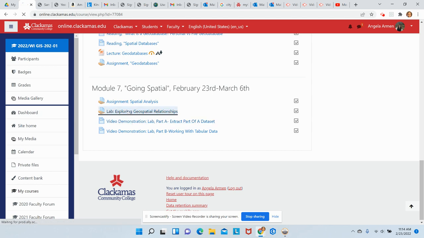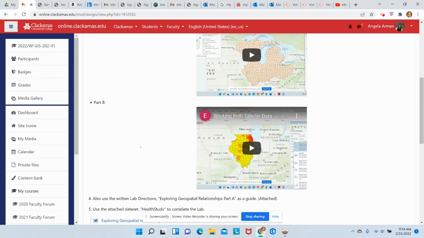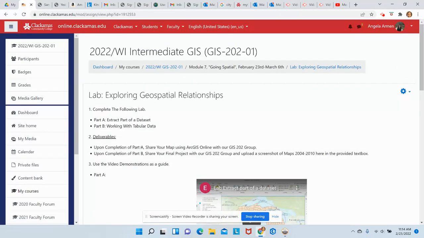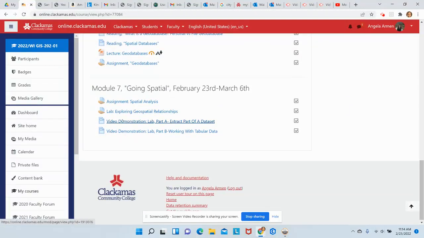So you'll notice that the video demonstrations are also included in these labs, but I also wanted to pull them out separately so that you realize that they're there even outside of the assignment. That is why you'll see them in two different places. So they're broken out here, but then also a part of this lab.